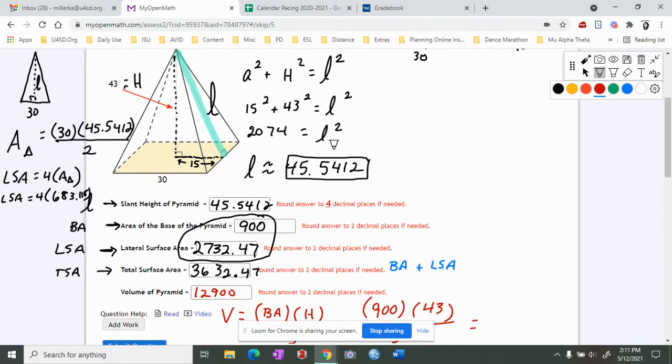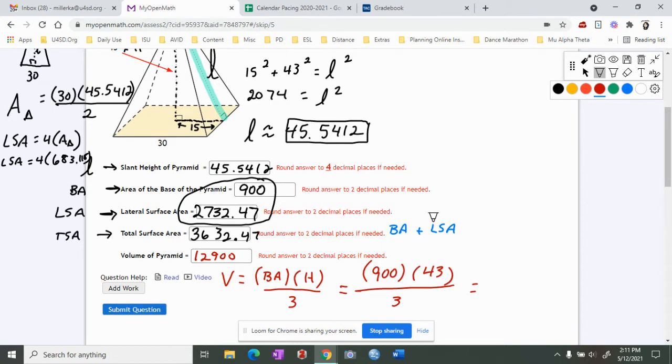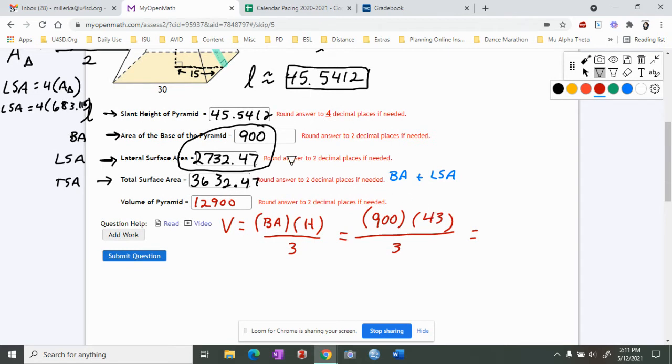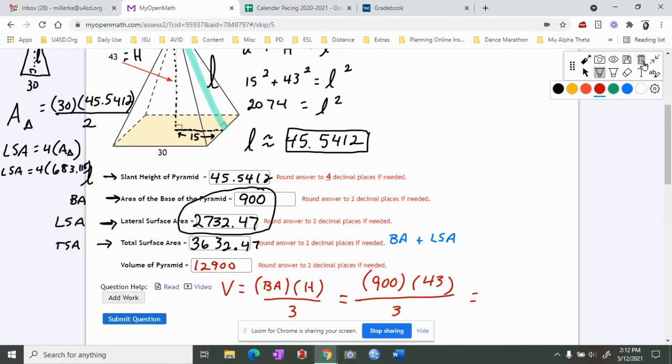So Pythagorean theorem, to find the slant height. Base area, multiply the 2 dimensions of your base. Lateral surface area, how many triangles do you have, area of a triangle is base times height. Total surface area, add those together, and then volume, base area times height, divide by 3. Okay? So let's take a look at another one.